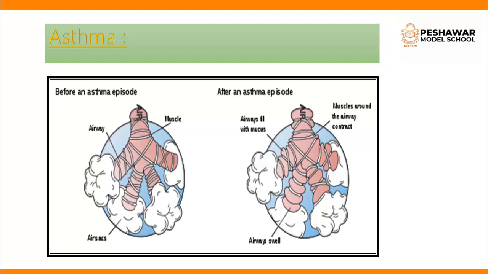We can see in this diagram, we are having a normal episode of an individual. Whereas the diagram in front of it, we are having the air passageway of an asthma patient. By looking at the diagram, you must have got an idea of what happens in asthma. Let's study it in detail.